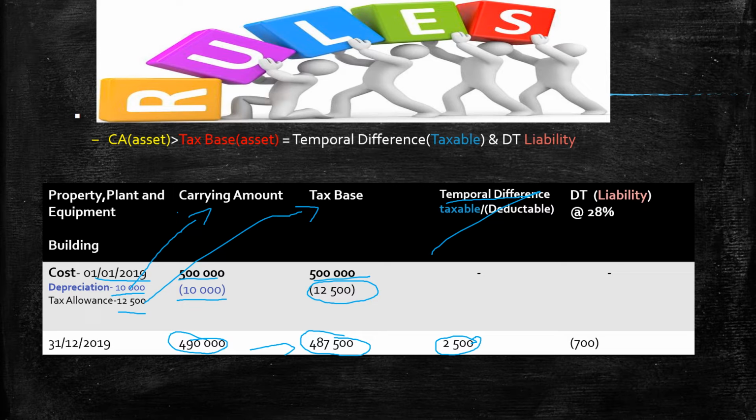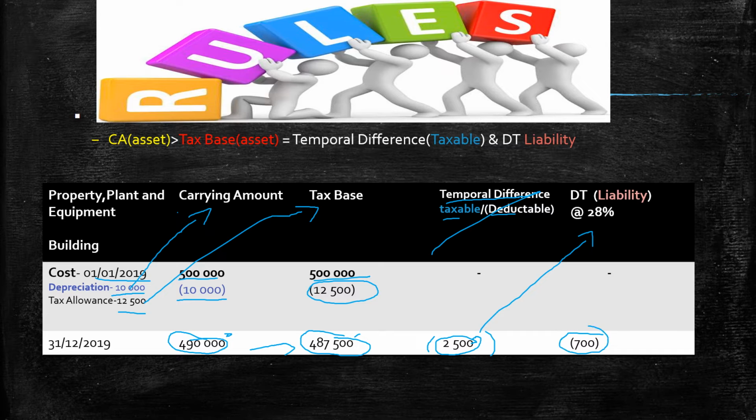Now since we have a temporal difference here, and our rule here says if the carrying amount of an asset, a building which is an asset, has a carrying amount at the end of the year, we always have to look at the carrying amount at the end of the year, is greater than the tax base of that asset, that means it's taxable. If it was deductible, we were going to have something different, but that's for a future video. But for now, let's focus on the fact that it's taxable, and our deferred tax rate at this point is 28%.